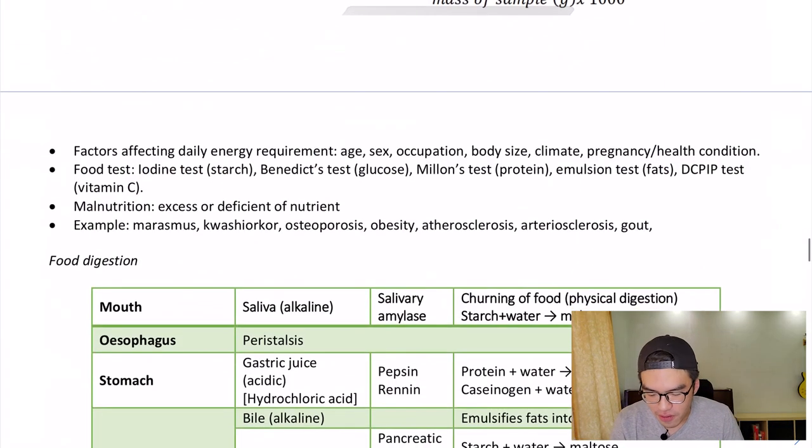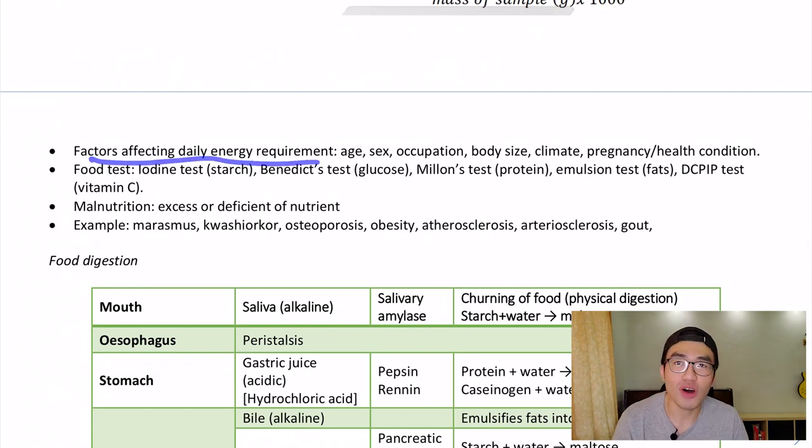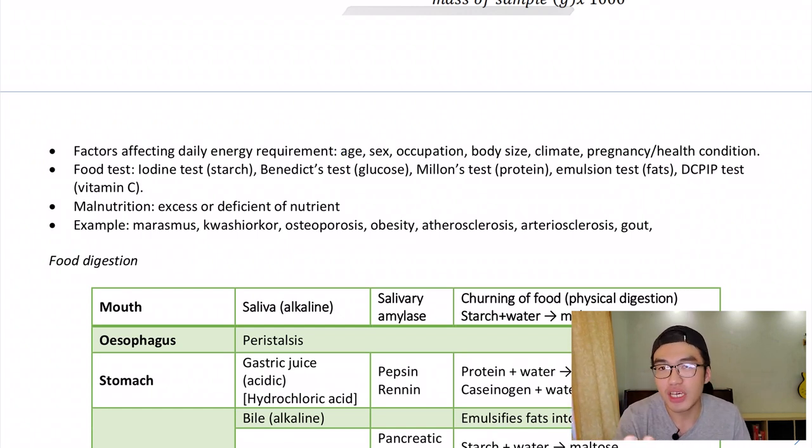So next, factors affecting daily energy requirement. What makes you and me have different energy requirements every day? Number one, you have your age. If you're a teenager or you're an active adult, you're going to eat more. Sex, males eat more than females. Occupation, if you're a laborer compared to an office worker, the laborer is going to eat more. Body size, if you are a larger individual, of course you're going to eat more because you have more body cells to feed. Climate, if you're living in a cold country, of course you're going to eat more because you're going to generate heat.